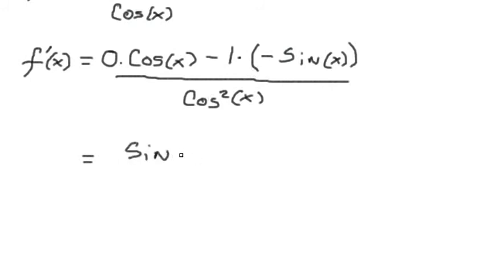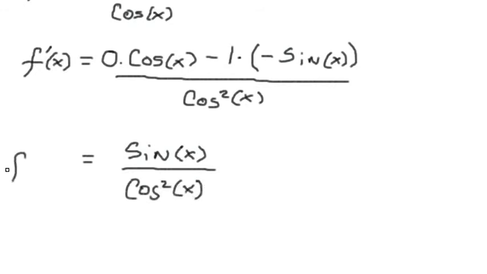And we're left with sine x over cosine squared x. And this is our f prime of x.